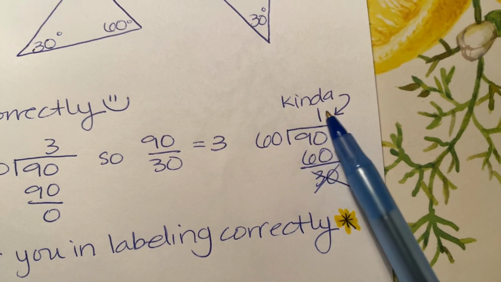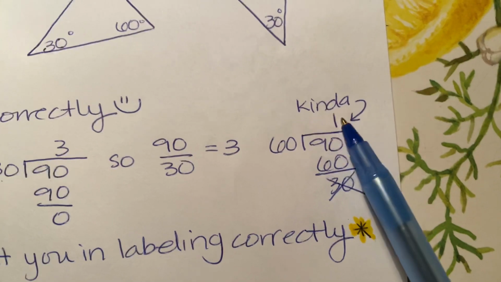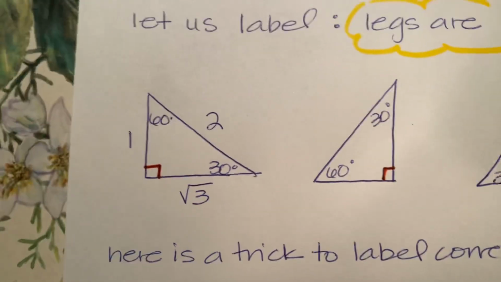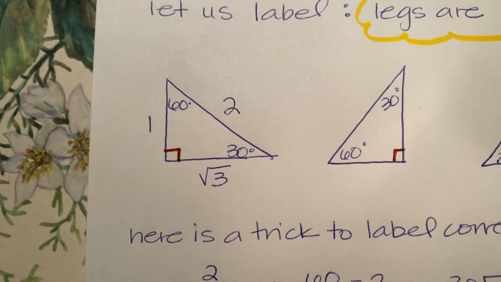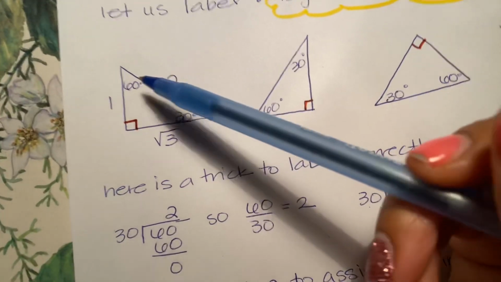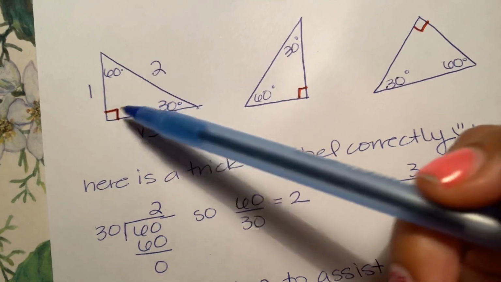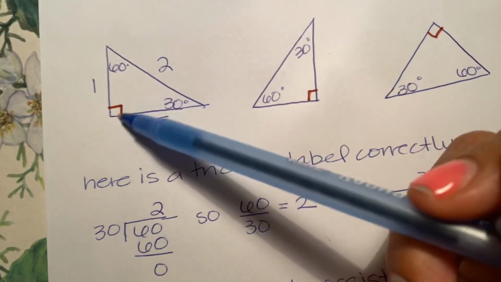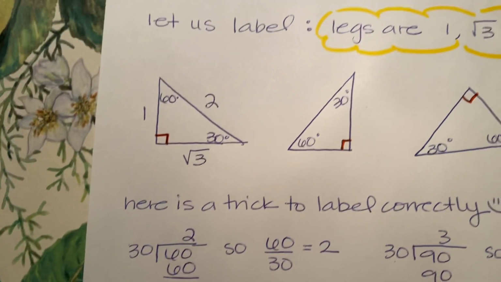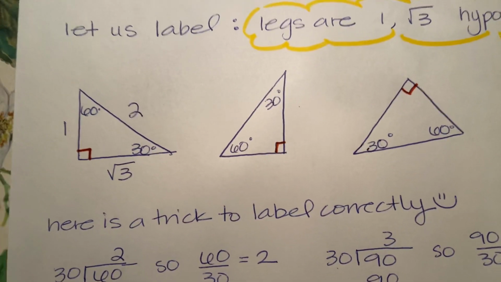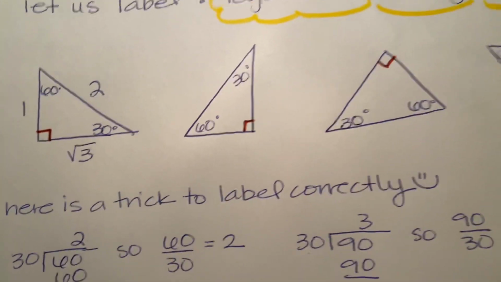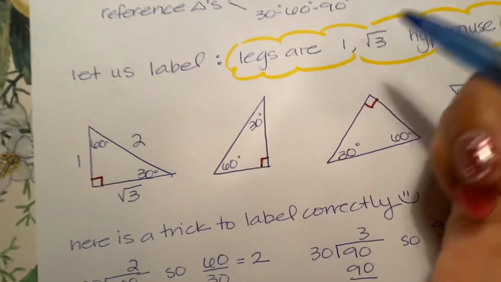So 60 goes into 90 like one time, right? Kind of. Okay, so the 60-90 leg is 1. And so that's how you label the 30-60-90 triangle. Okay, 30 goes into 60 2 times, 30 goes into 90 3 times, but you have to know it's the rad 3, and 60 goes into 90 1 time. This is just a trick, okay? It's not like it has to be. It's just a trick. Okay, so let's go to the second triangle.